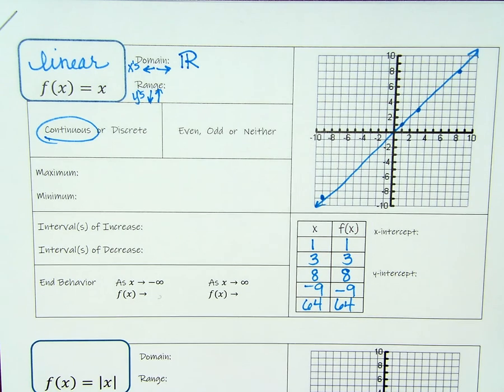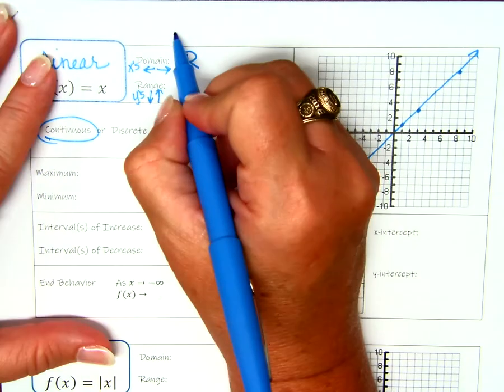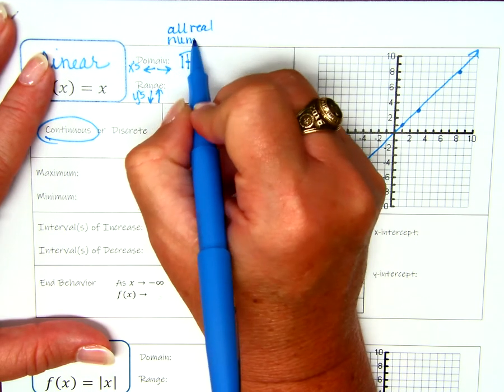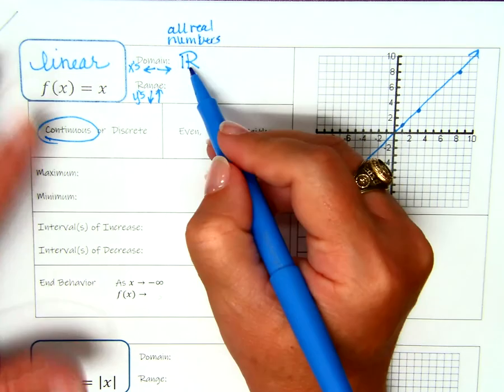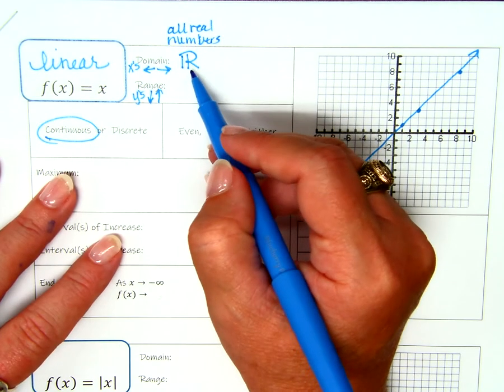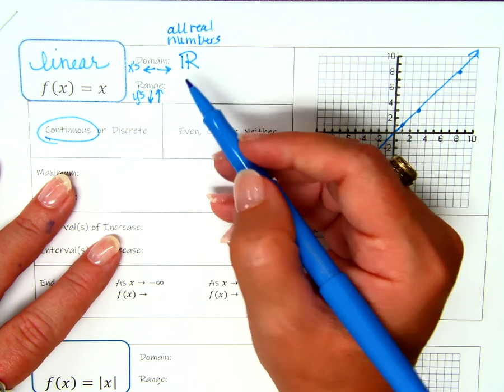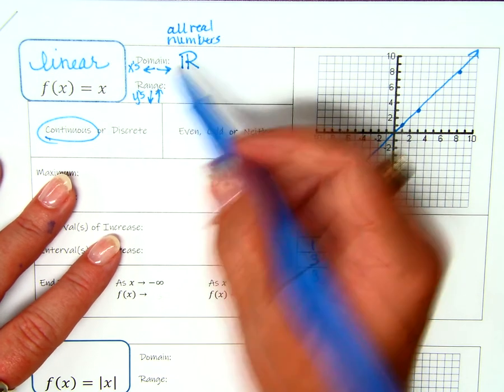No? Okay, so what are you used to talking about when you talk about domain? Do you remember? That's fair. If you don't remember, that's okay. That's my job to help you remember, right? Okay, so sometimes you wrote all real numbers. Sometimes you wrote the symbol for all real numbers. I don't mind if you use the symbol for all real numbers because it's quicker, as long as you remember what that symbol means. Is that fair?